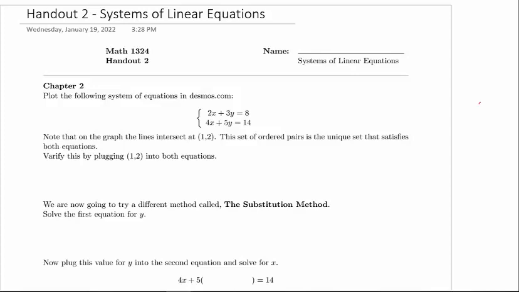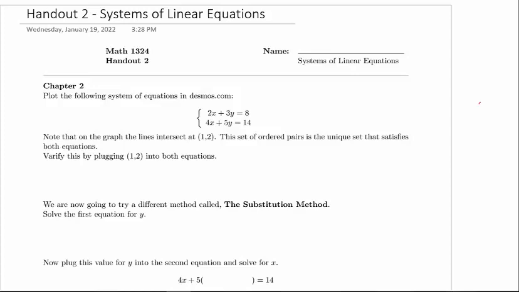Howdy class. Last time we went over straight lines and some applications to straight lines. And so now we're going to take this a little bit further. We saw supply and demand equations. Those were two different types of lines. And the intersection of those lines has a significant application in economics.